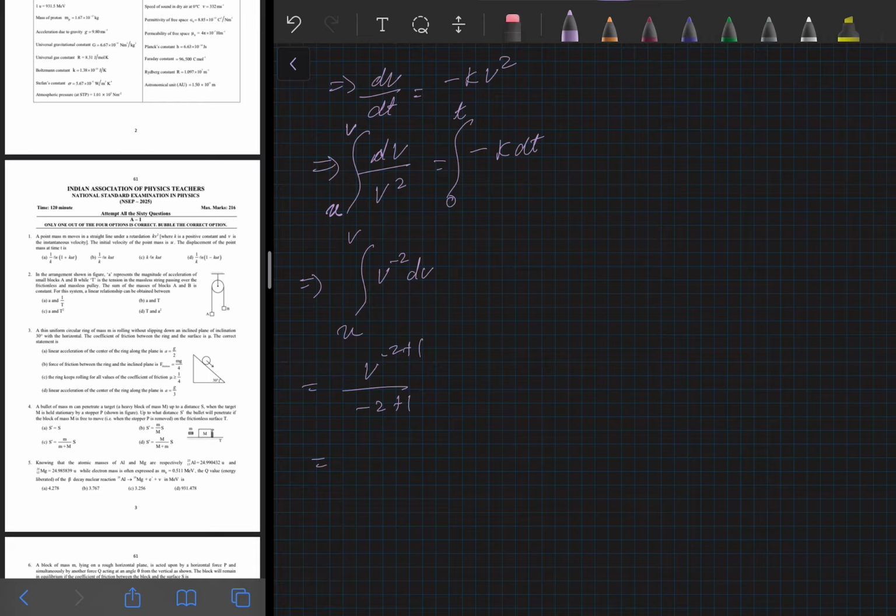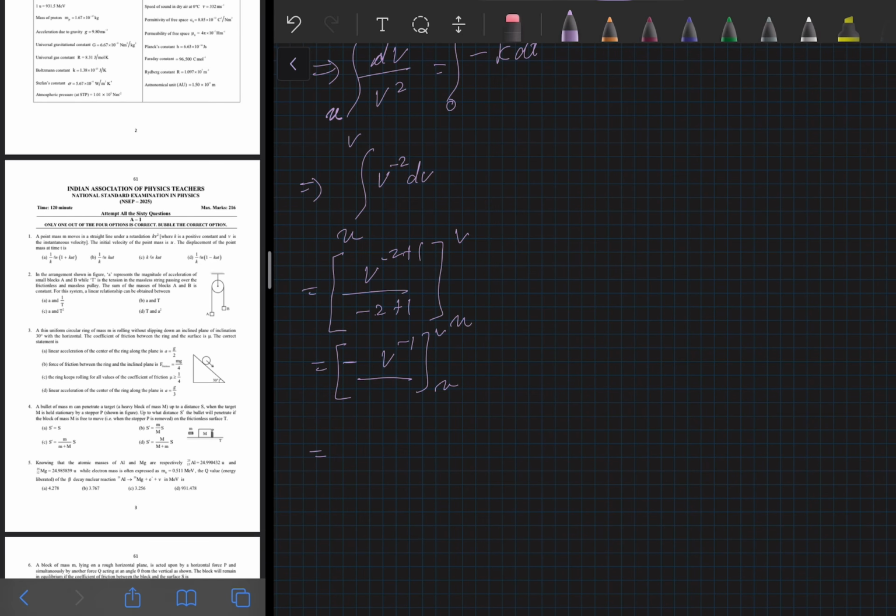So this, okay, and again from u to v. This essentially becomes minus 2 plus 1, which is minus 1, so v to the power minus 1, and it's just minus of u to v. V to the power minus 1 is nothing but 1 by v, and you have to solve from u till v.